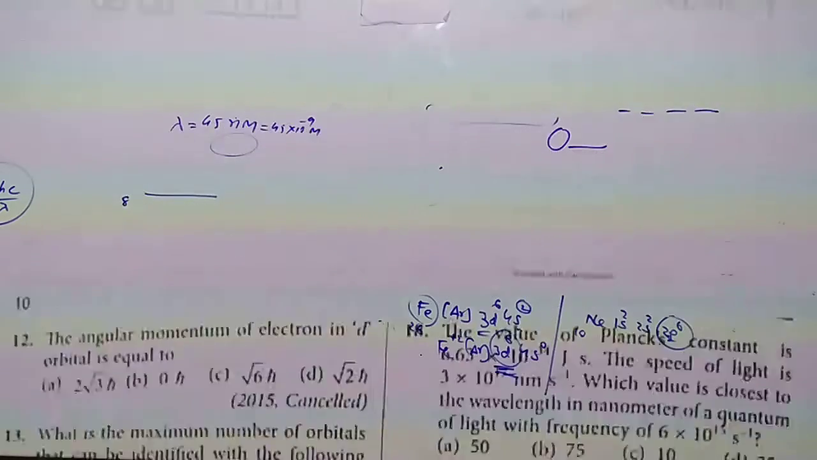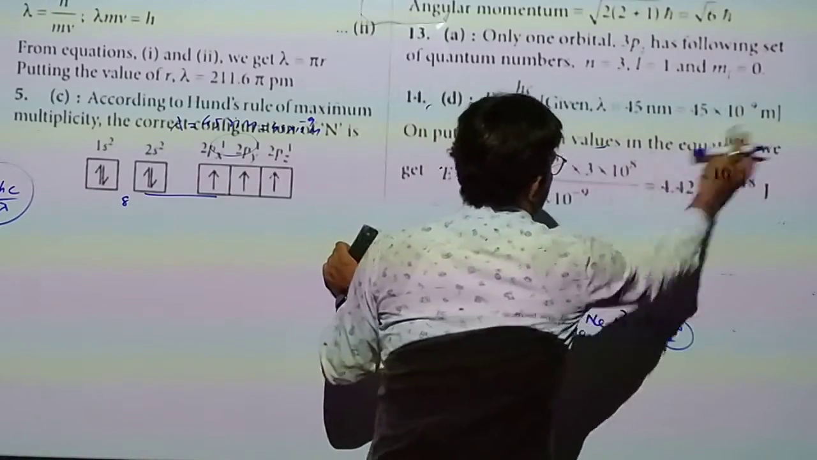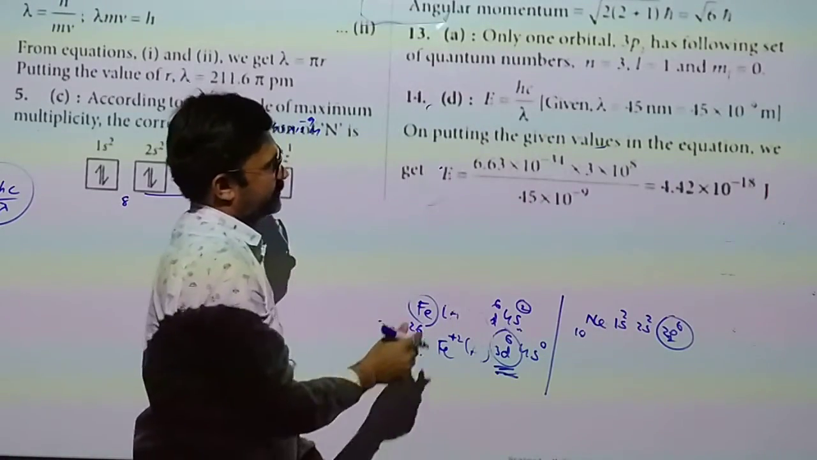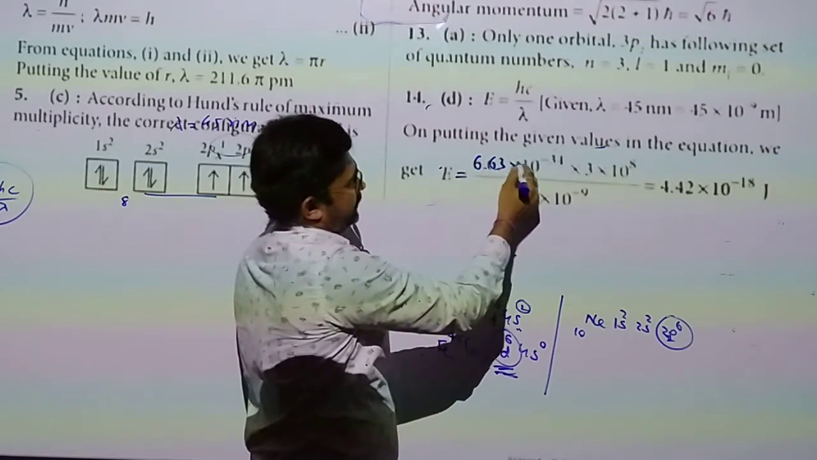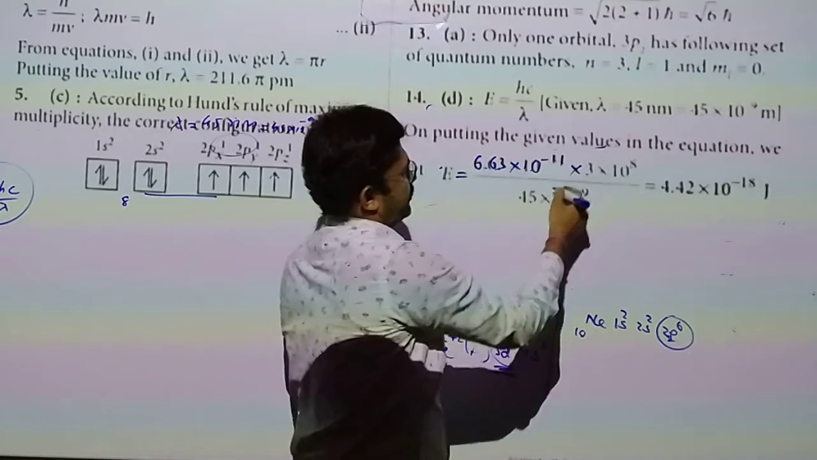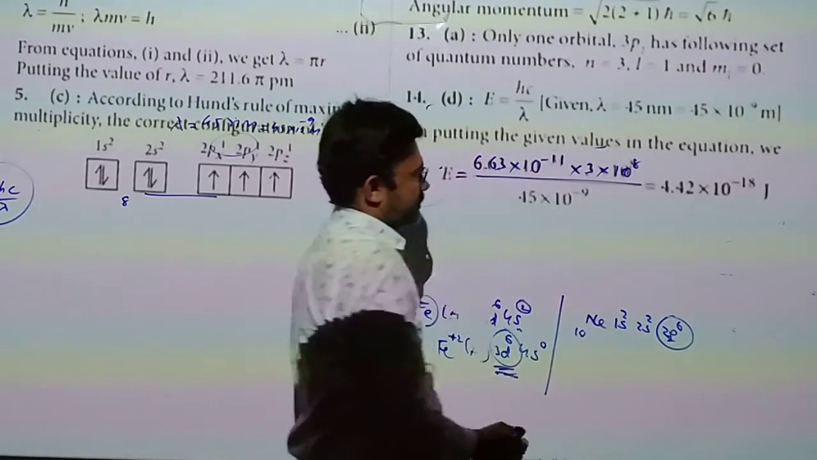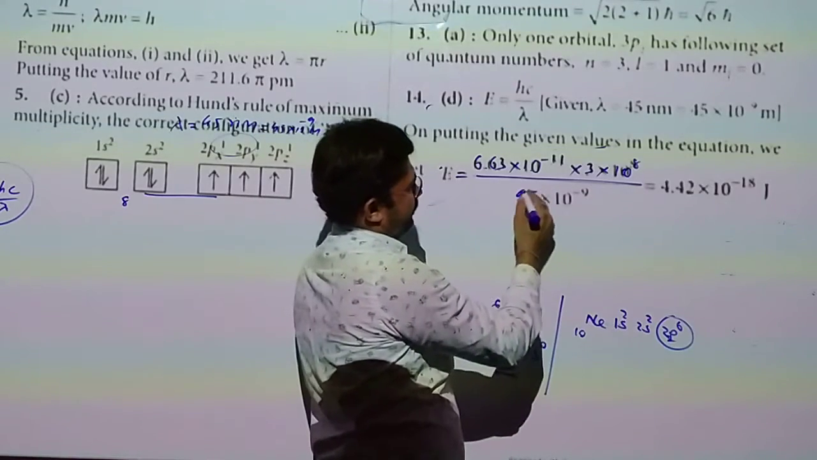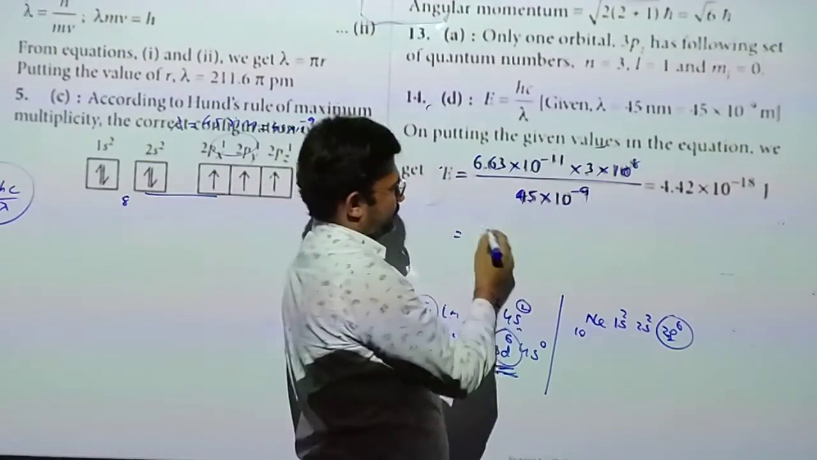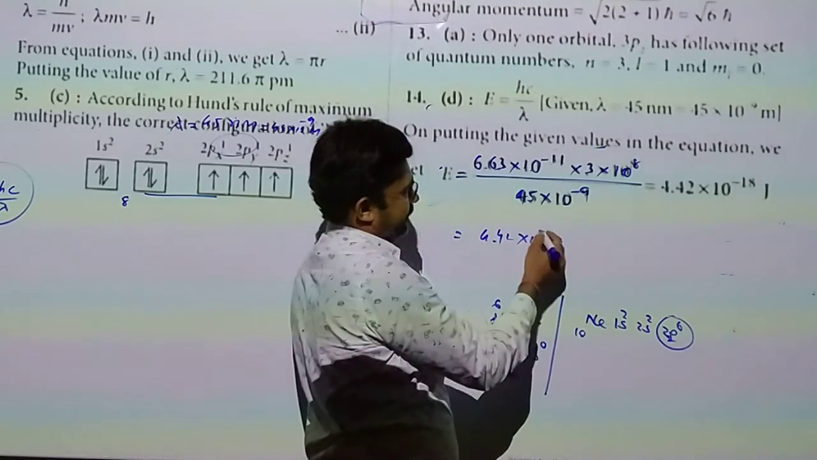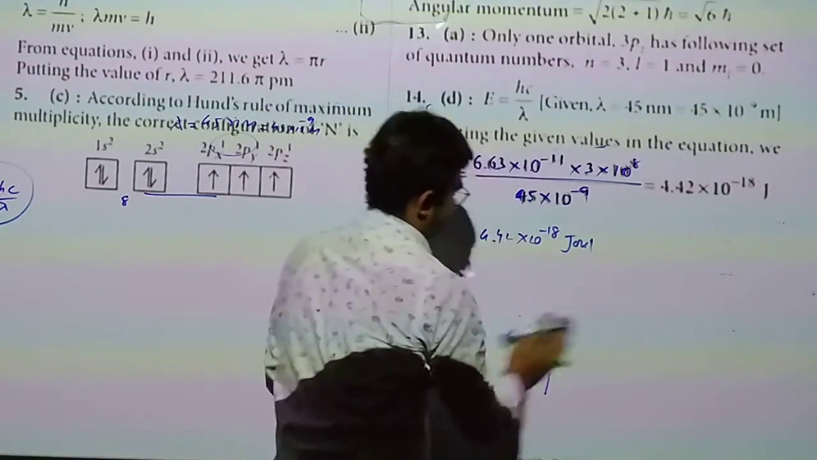So in question number 14 you can see E equal to hc upon lambda, with lambda 45 into 10 raised to minus 9, h Planck constant 6.63 into 10 raised to minus 34, into speed of light. When we divide this value, we get 4.42 into 10 raised to minus 18 joule as our answer.